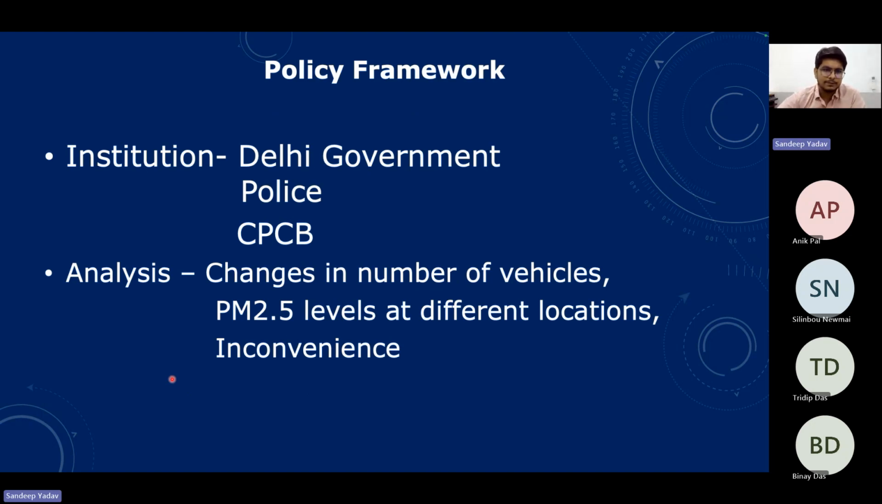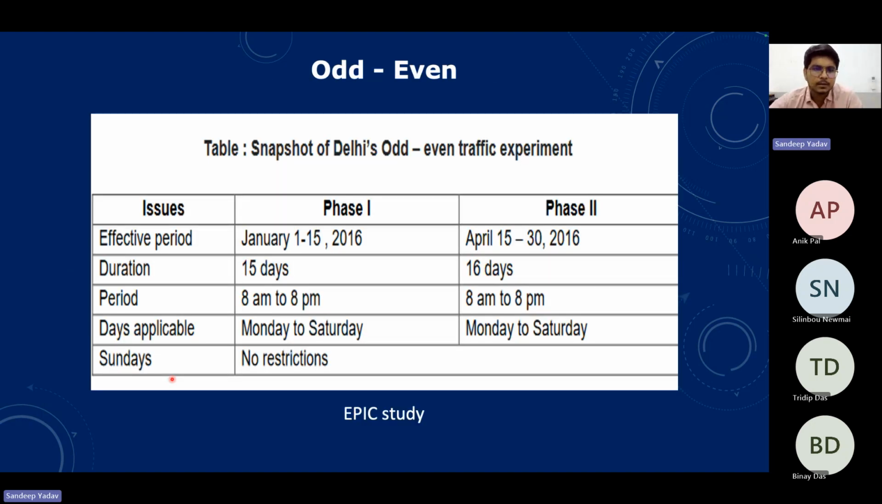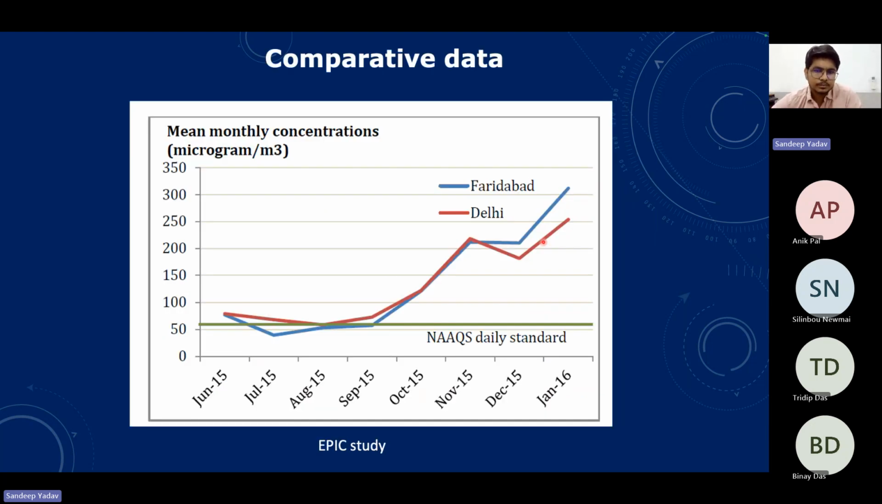And the policy framework that has been done was carried out in two phases. One is from January 1 to 15. The second is from the 15th to 13th of April. There are two regions that have been studied. One is Delhi, and the second is Faridabad, a nearby area of Delhi. So two cases were considered.